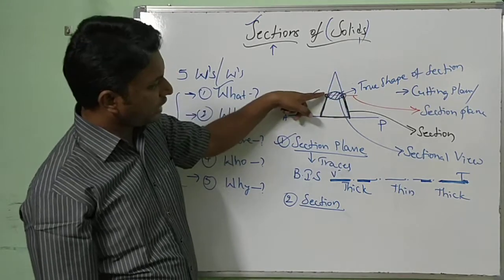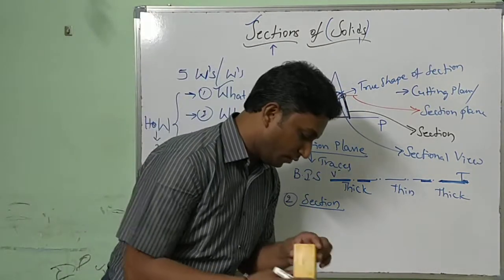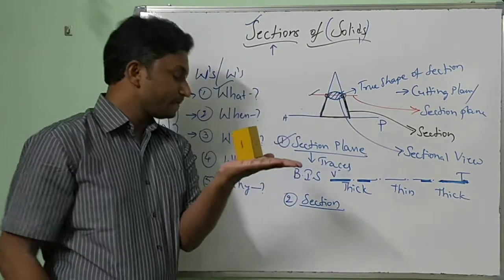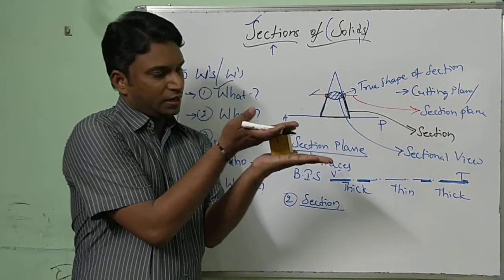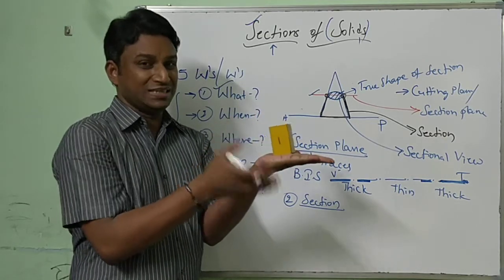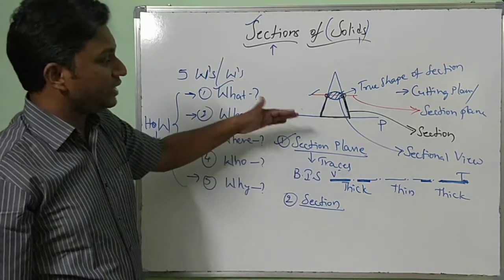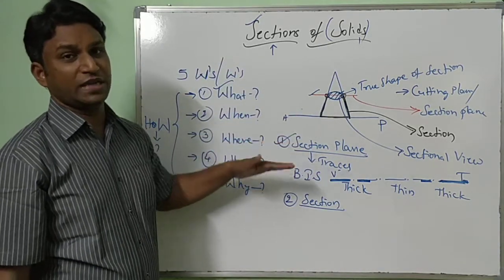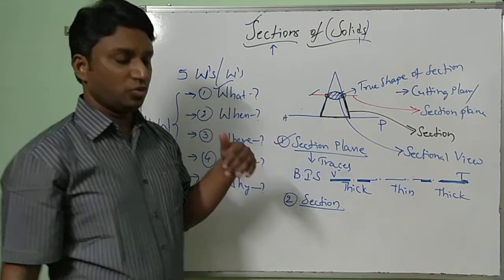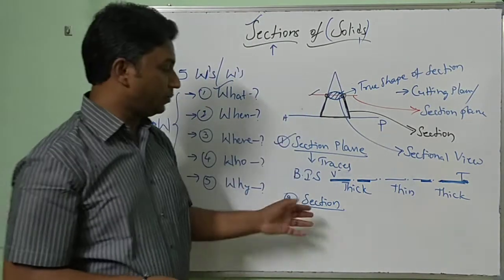See, I have cut here at the bottom, and I am showing it as section. I am removing the top portion. When I cut here and remove this, I will show the bottom part as section. Where is it actually shown? When you come to the question, you will understand this definition better.